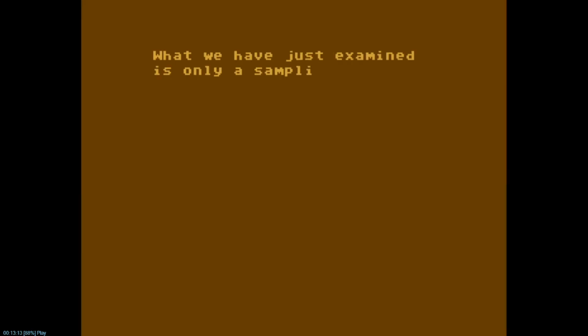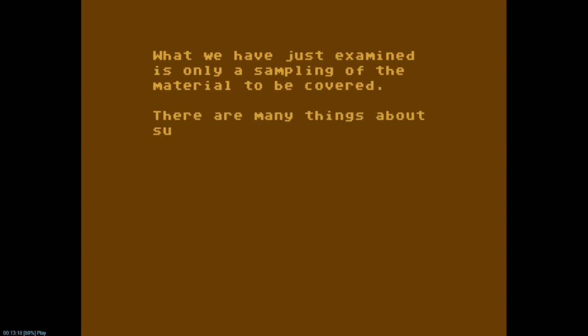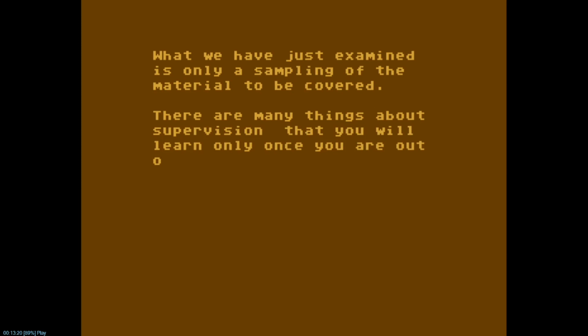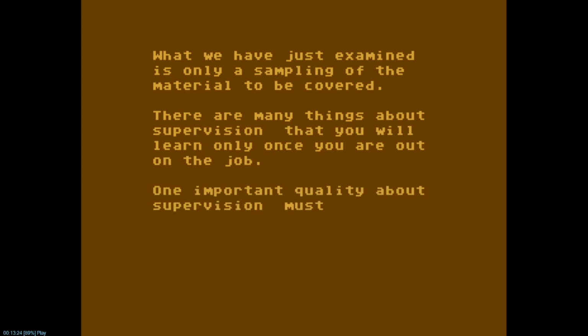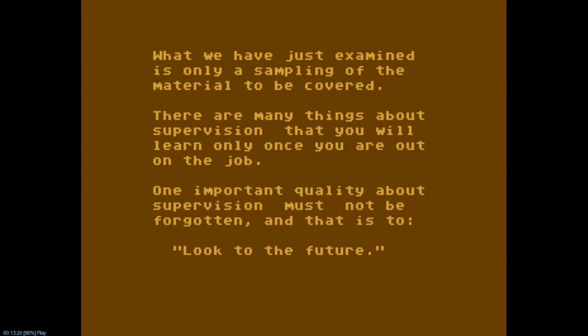What we have just examined is only a sampling of the material to be covered. In fact, there are many things about supervision that you will learn only once you're out on the job. There is one important quality about supervision that must not be forgotten, and that is to look to the future. In the final programs of this course, we will cover some of the following ideas that are important to today's supervisor.